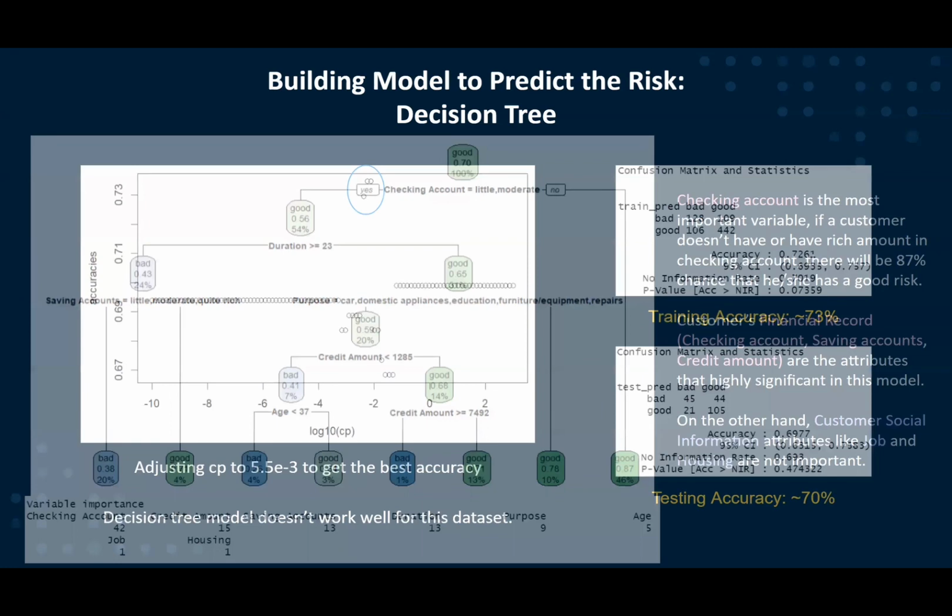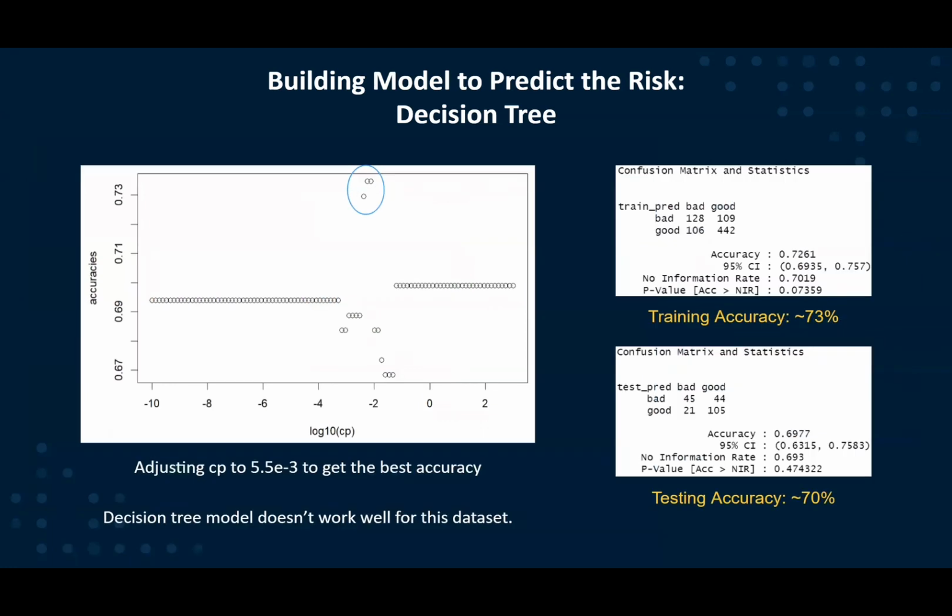And we tried different CP values to tune this decision tree model to get a better accuracy. And we found 5.5 times 10 to the minus 3 is the best CP to use for this model. But we only get an accuracy of around 70%. It indicates that the decision tree model doesn't work very well for this data set compared to the logistic regression model.